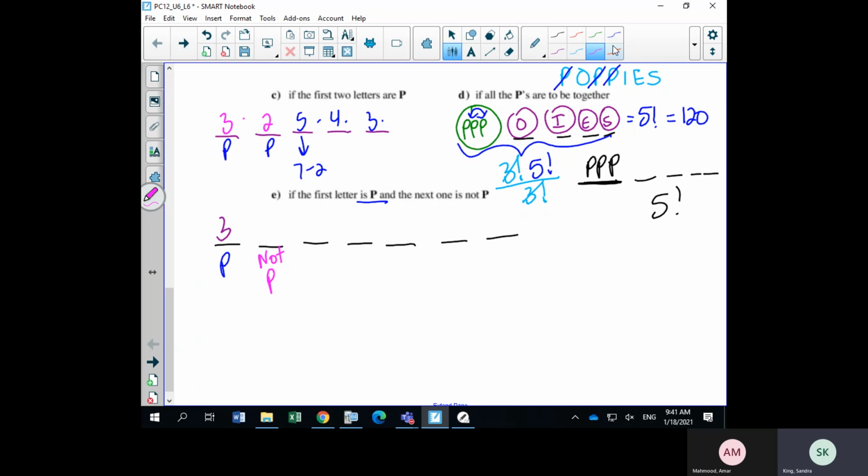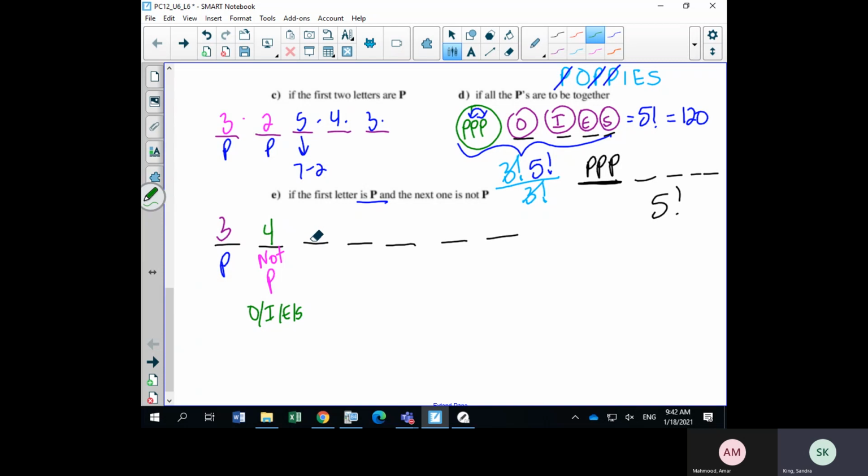Yep. So there's 4 letters to choose from there, right? So this one's a P. This one is not a P. So I just dealt with my restrictions. There's 3 P's to choose from, and that guy's not a P. And if you want, not a P would be this. It could be an O, an I, an E, or an S, right? So there was 4 letters to choose from there.